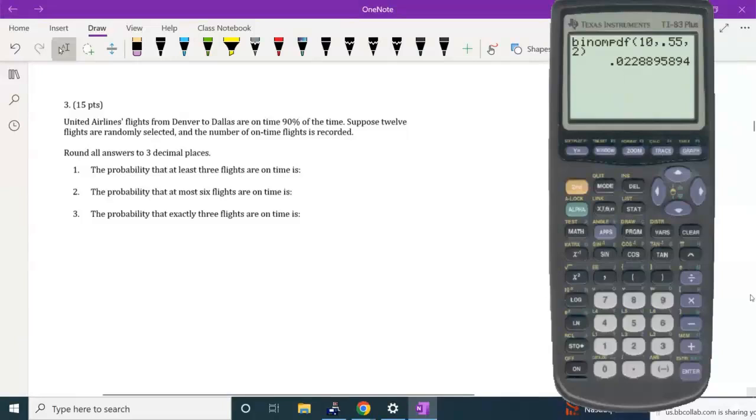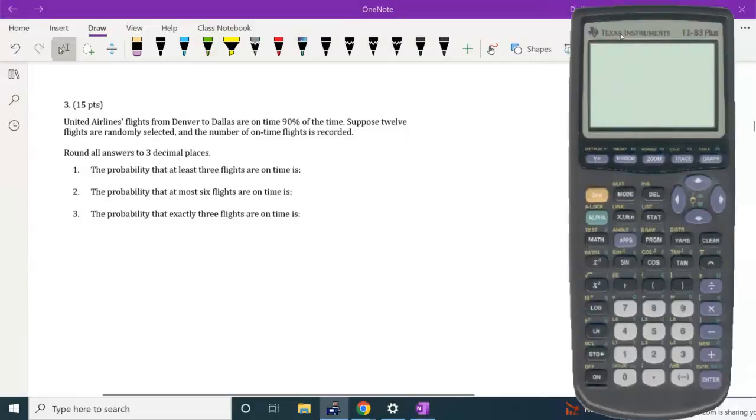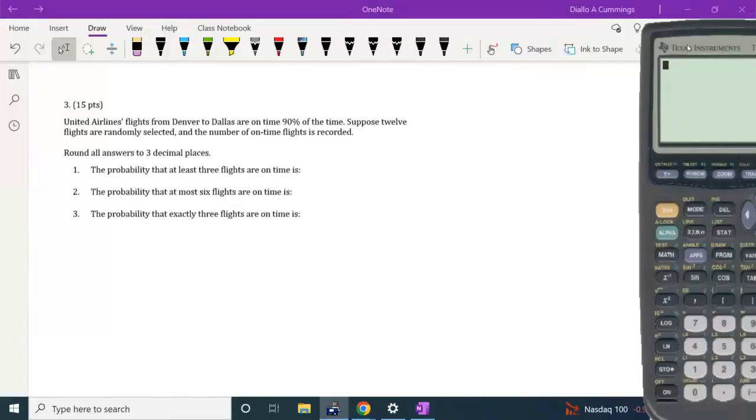All right, so it says that United Airlines flights from Denver to Dallas are on time 90% of the time. Suppose 12 flights are randomly selected and the number of on-time flights is recorded. We're asked to find the probability at least 3 flights are on time, find the probability that at most 6 flights are on time, and the last one says find the probability that exactly 3 flights are on time.